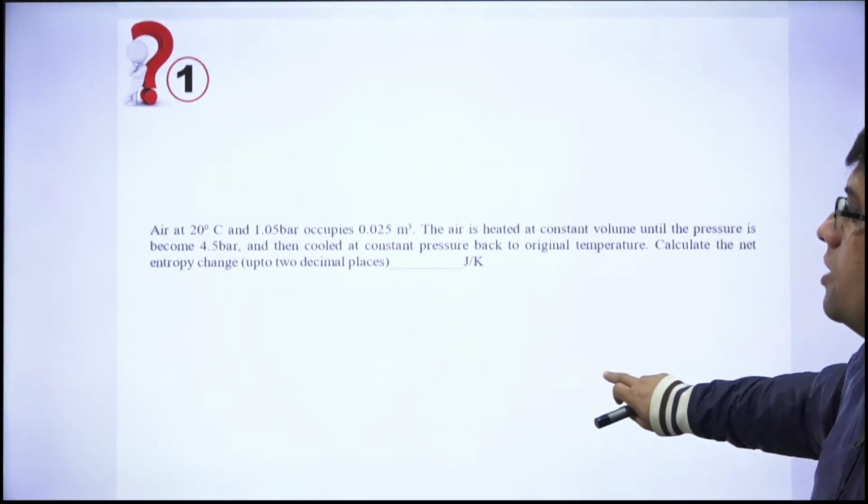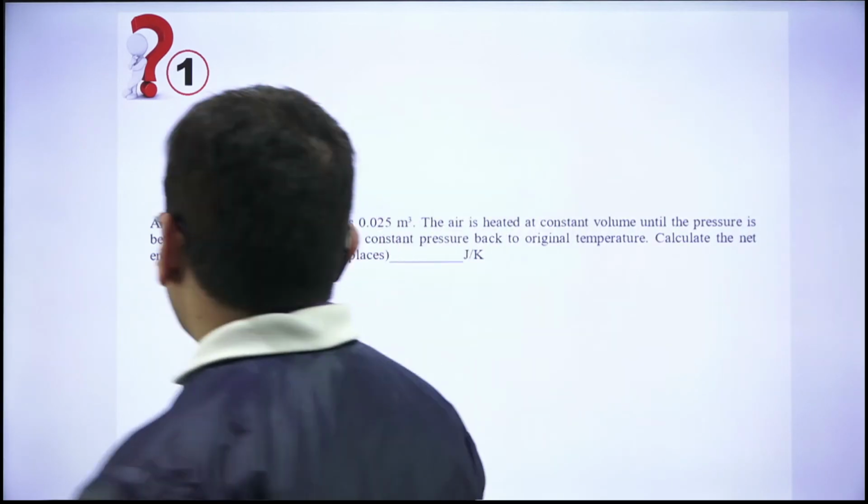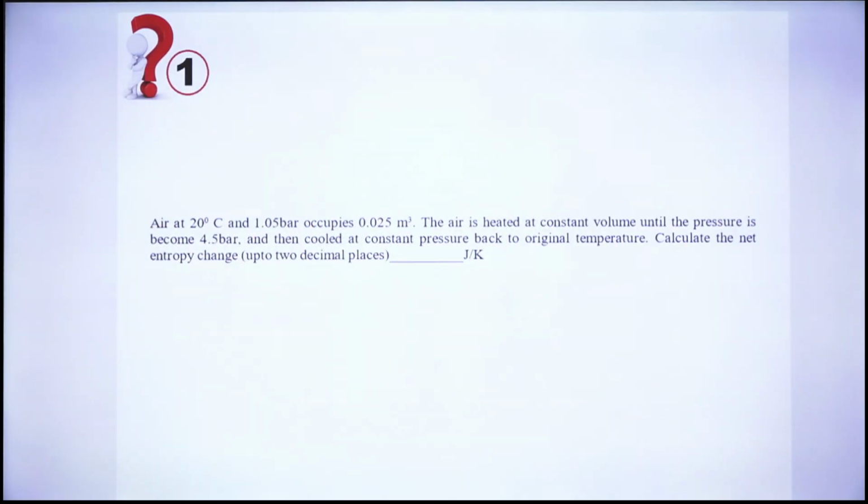Read this question carefully. Air at 20 degrees centigrade and 1.05 bar occupies 0.025 meter cube of volume. Now the air is heated at constant volume until the pressure becomes 4.5 bar. It is then cooled at constant pressure back to the original temperature. Calculate the net entropy change, up to 2 decimals, in joule per Kelvin. So that is what we have to calculate now.